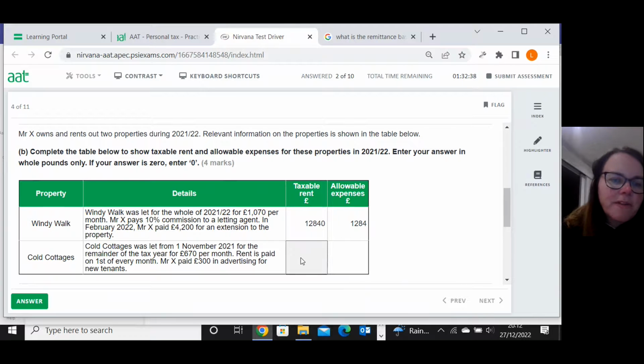Cold cottages let from the 1st of November 21 for the remainder of the tax year. Rent paid on the 1st. So remember, we do this on the cash basis. So 1st of November, December, January, February, March, April. So I've got 6 months at 670. Advertising, that's fine, as an allowable expense.